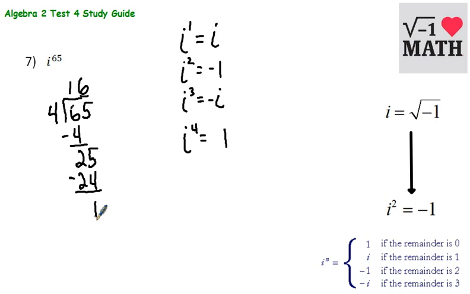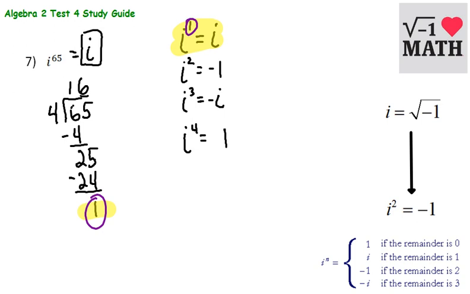By the way, whatever number you get up top, 16, that has no significance. What we're really looking for is what's the remainder. So whatever the remainder is, that's what we're focusing on that would tell us what the answer is. So a remainder of 1 would tell us that the answer would be equal to i. So i to the 65th power would be equal to i. Okay. All right, well, go ahead and pause here and try number 7 on the right side.